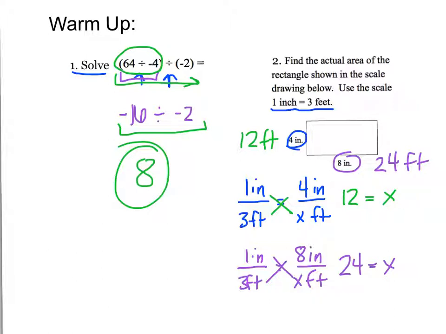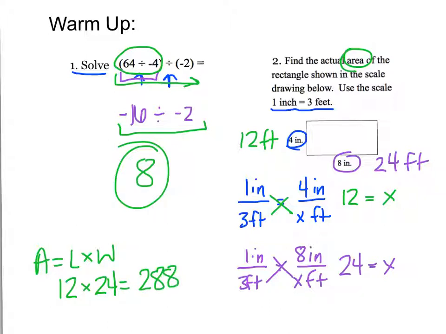And remember, because it's asking us to find area, area equals length times width. So 12 times 24 gives us a grand total of 288. Our label is square feet, or feet squared. And there we go.